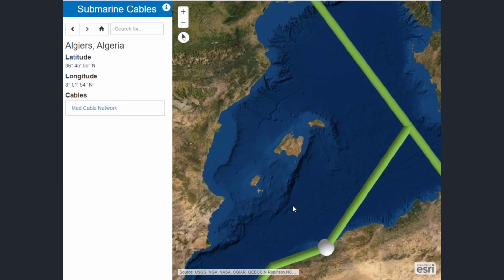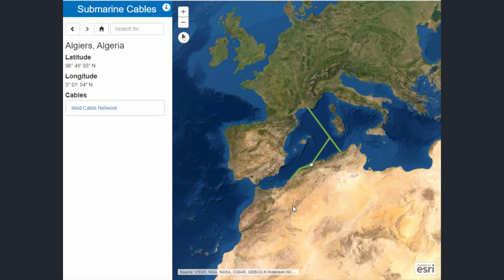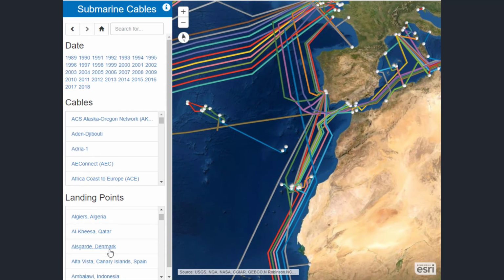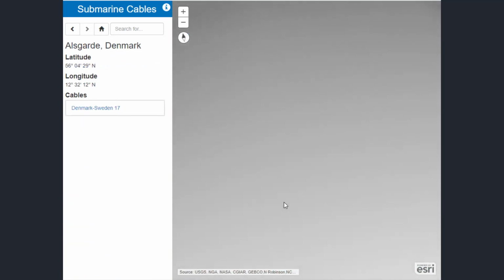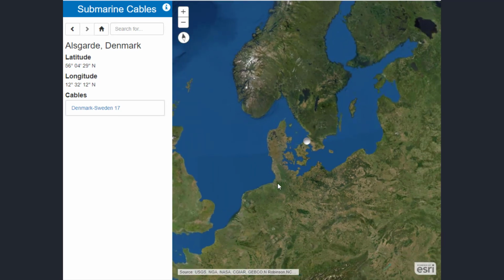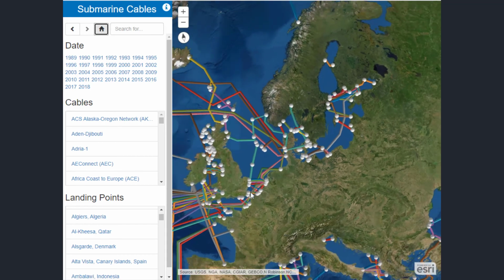Now, these are schematics, so they don't necessarily indicate exactly where the cables run. They give you a general idea. As you can see, they're offset, for example, going across the Atlantic. They're not exactly located where the globe says that they're located, but they give you an idea of where these things are. And then, of course, you can click on individual cables and find out more about them.